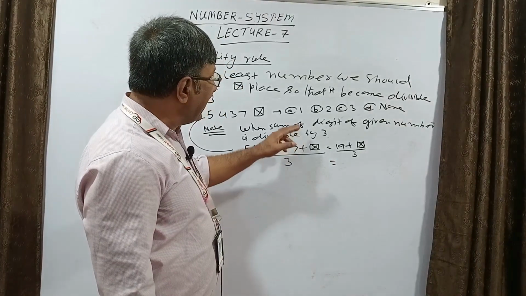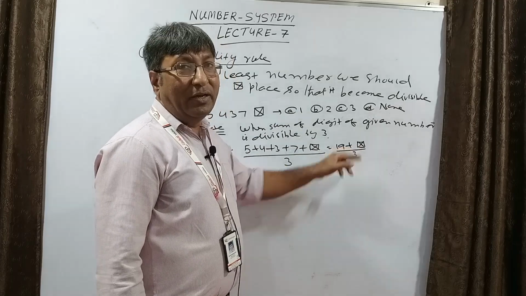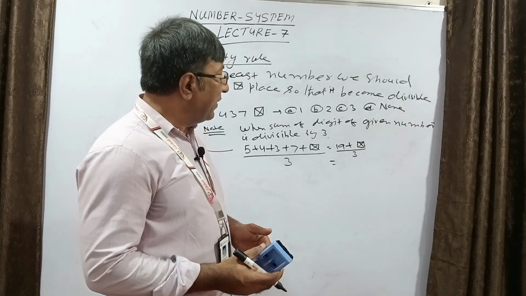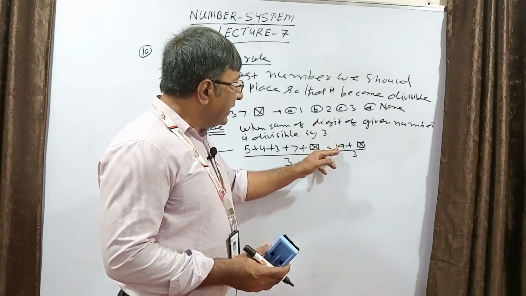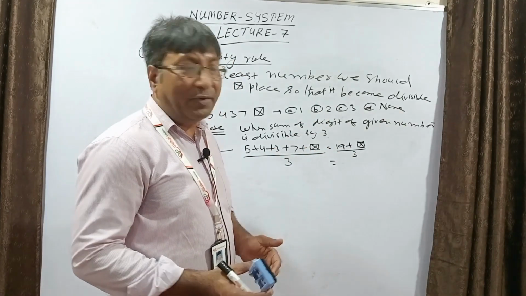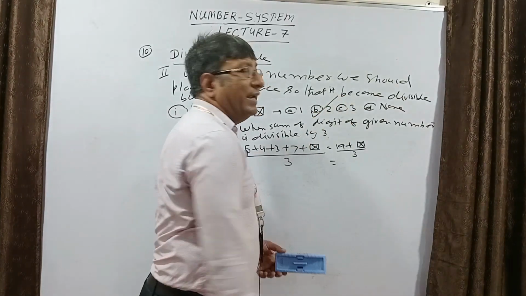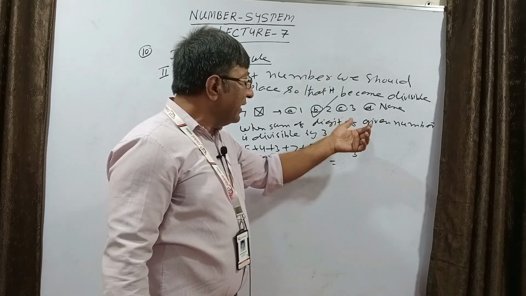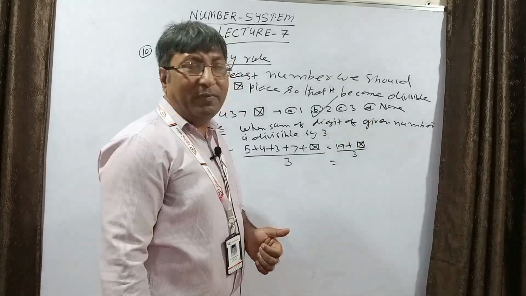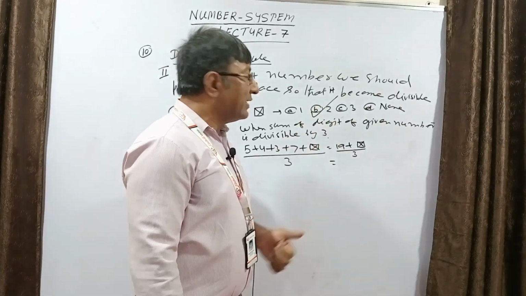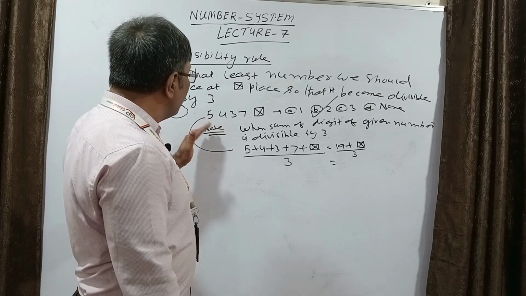If we add 1, it becomes 19 plus 1, 20. So 20 is not divisible by 3, so it is not our answer. If you add 2, 19 plus 2 is 21, and 3 sevens are 21. So this is our correct answer. If we add 3, it becomes 22. So 22 is not divisible by 3, so it is not my answer. My correct answer is 2.